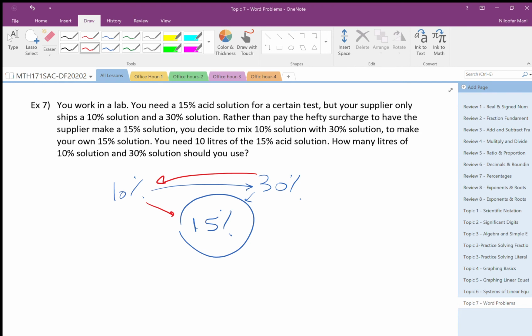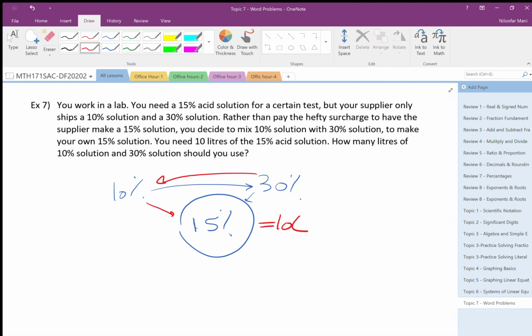Also, you have to continue to read. It says you decide to mix them, and at the end you want 10 liter. How much do you want? 10 liter of this. So continue to read.